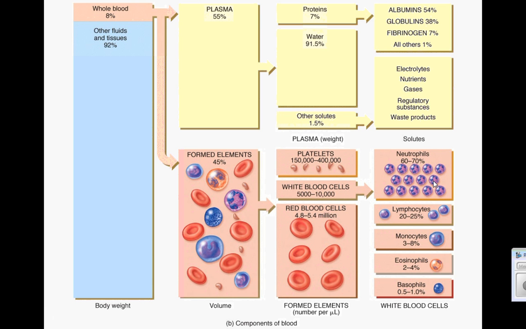Even though this flowchart's not really that important, it does do a good job of showing the distribution, the amounts, and that kind of stuff. And so it's kind of helpful.